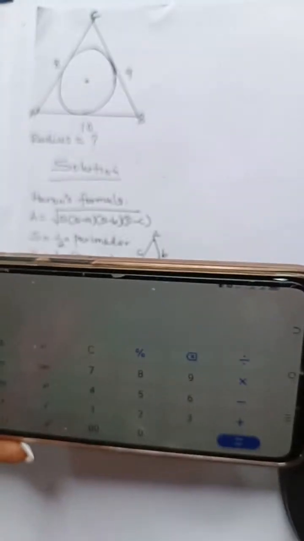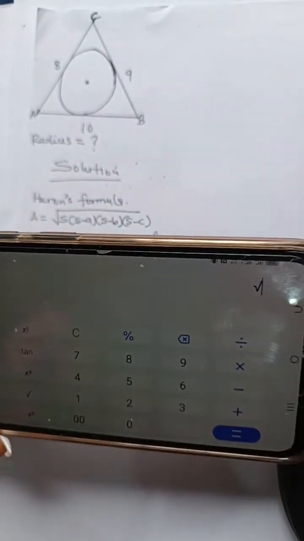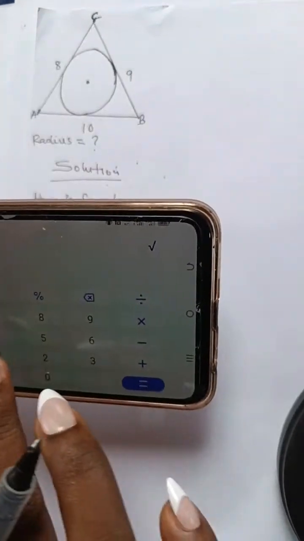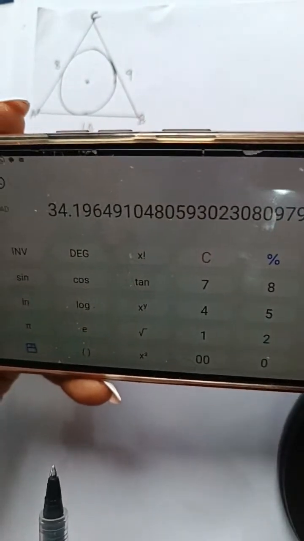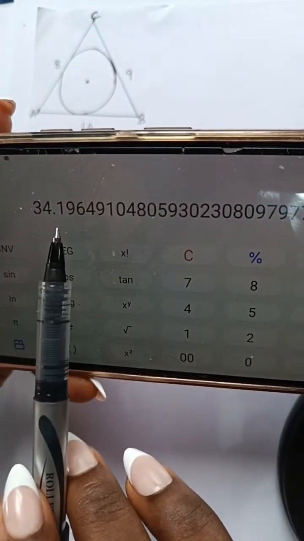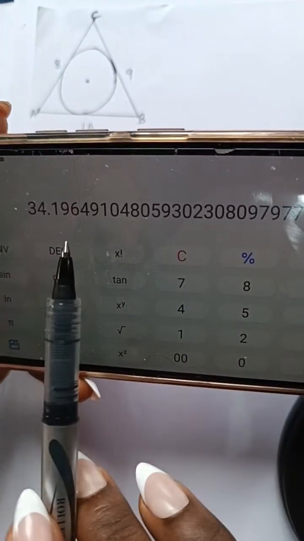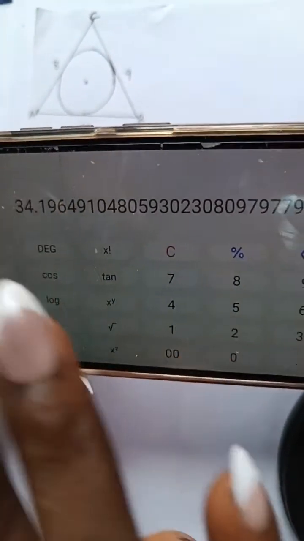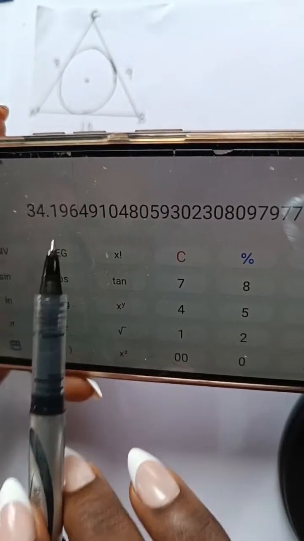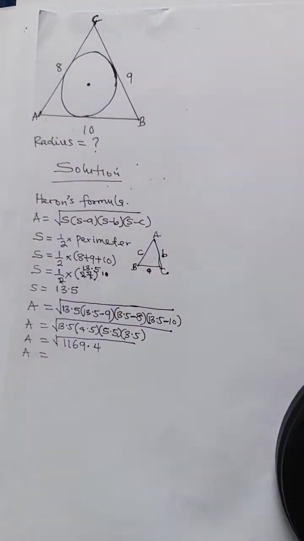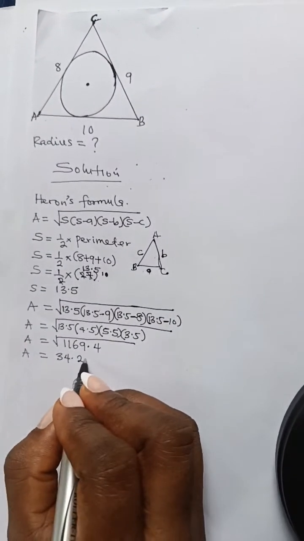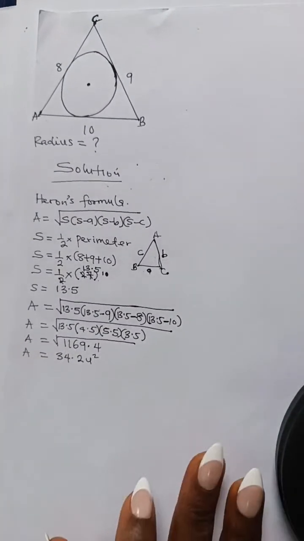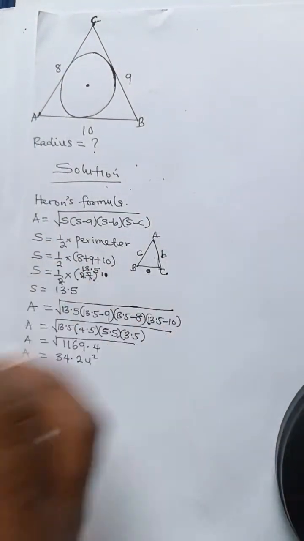Now the area is equal to, let's type the square root. Hope you can see that. So we have the square root of 1169.4. This is what we have as our approximate value, 34.19. So I'll write 34.2 approximately. So we have 34.2 square units. So that is the area of this big triangle.